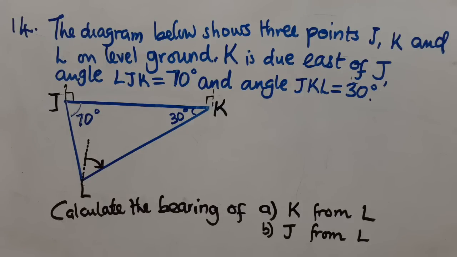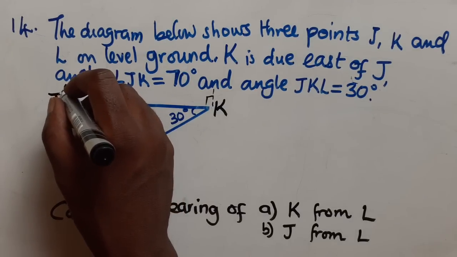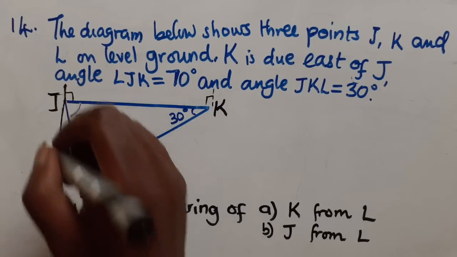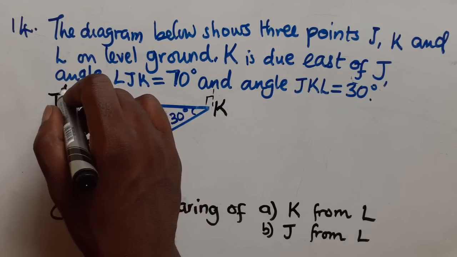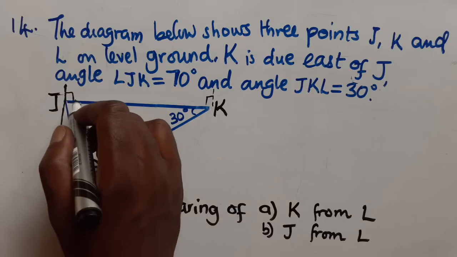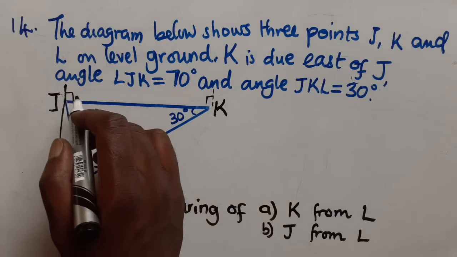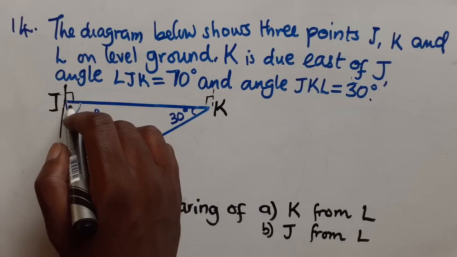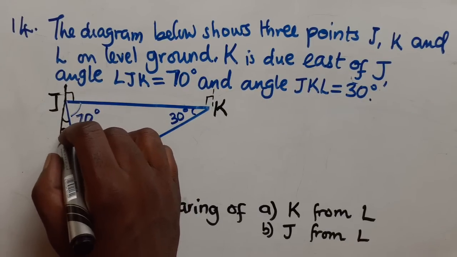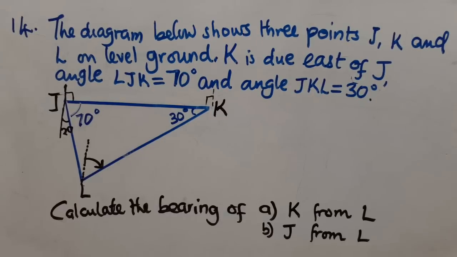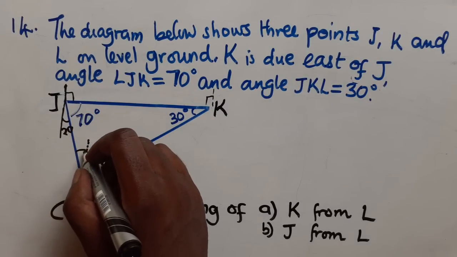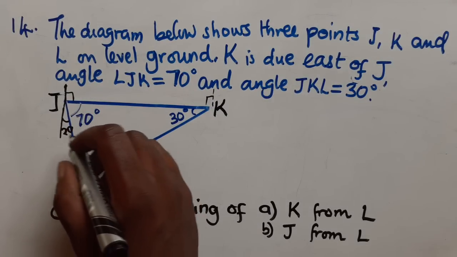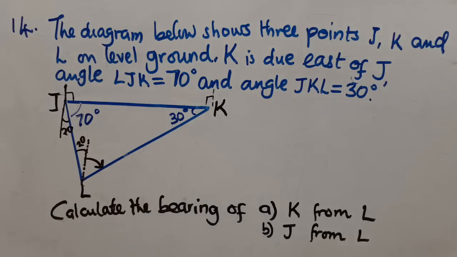Now, let me extend this one also here. So you need to know that the whole angle on a straight line is 180. So if this is 90, 70, it means this smaller angle here is equal to 20. I hope that is clear. Then this is alternate to this one. So it means this other angle here also is 20.